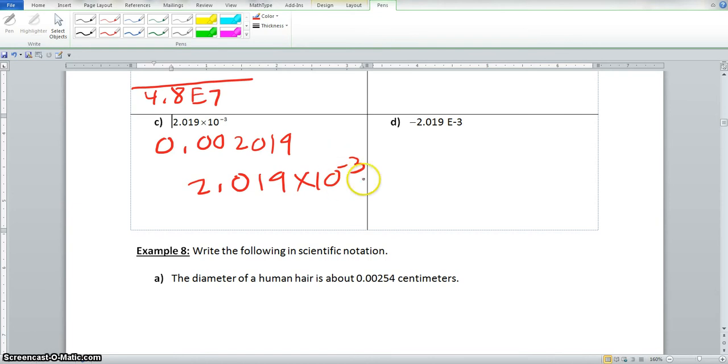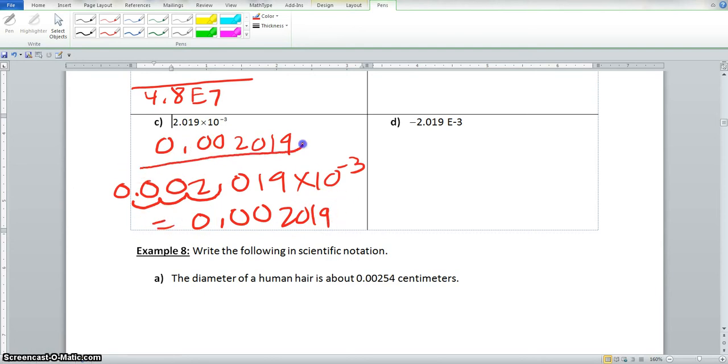Since you know that this is to the negative 3 power, you move this decimal 3 places to the left, and you put in zeros to replace those missing areas, and that will give you 0.002019. This is just another way of doing this. Okay, now this is the final answer.